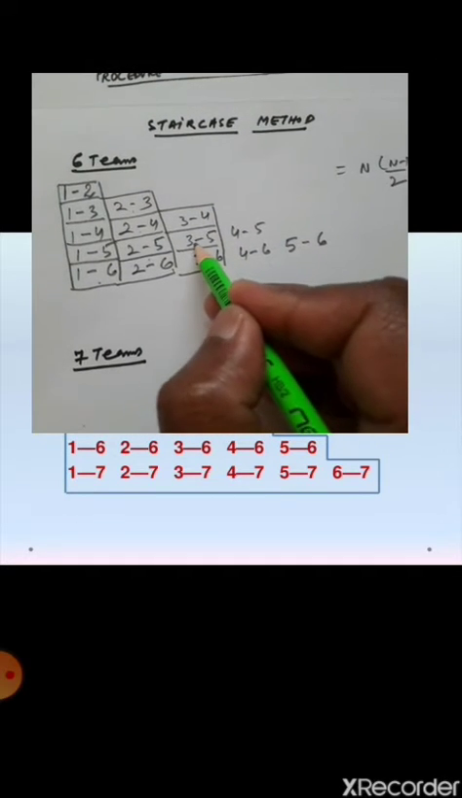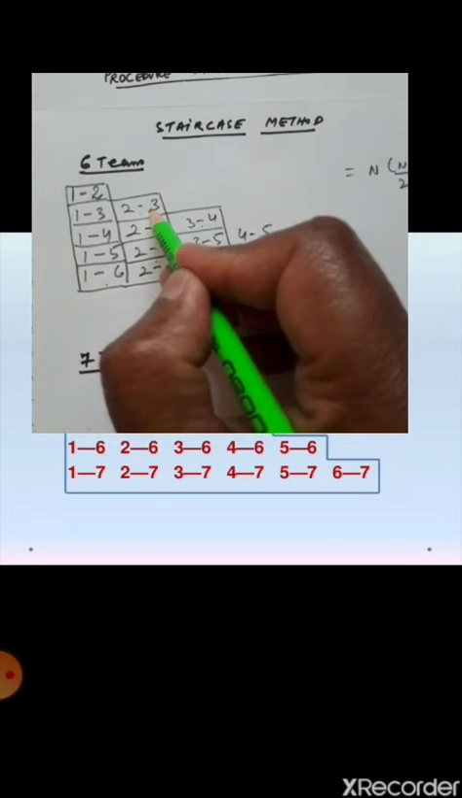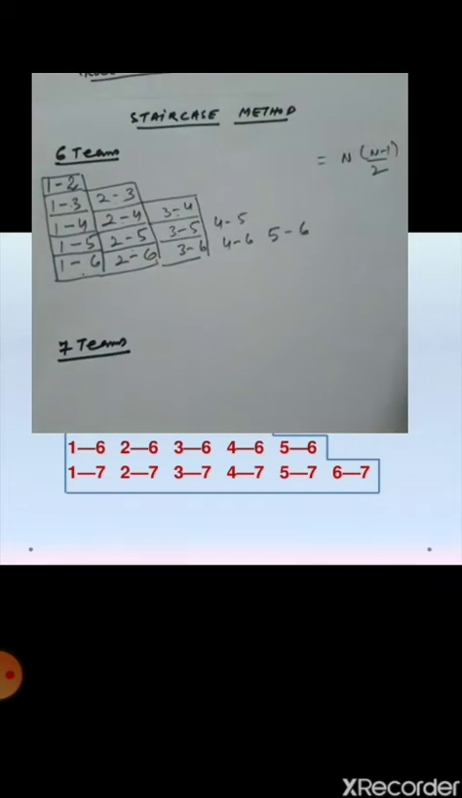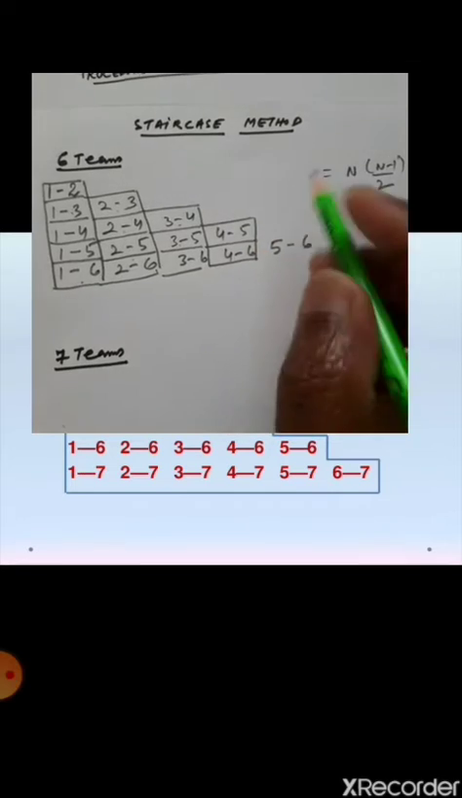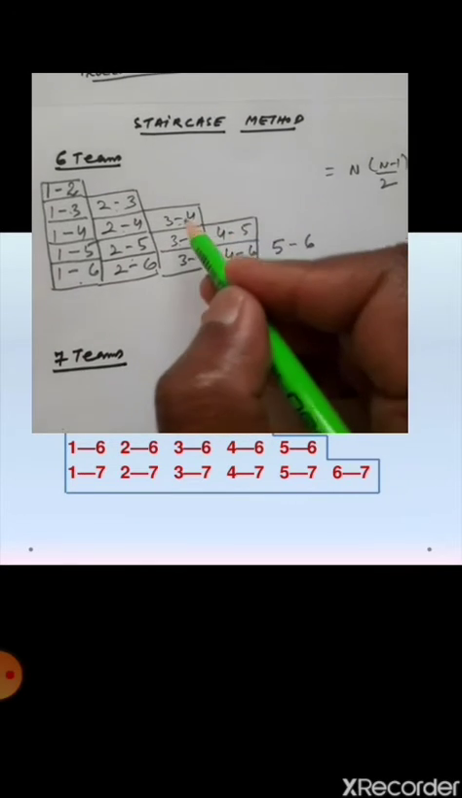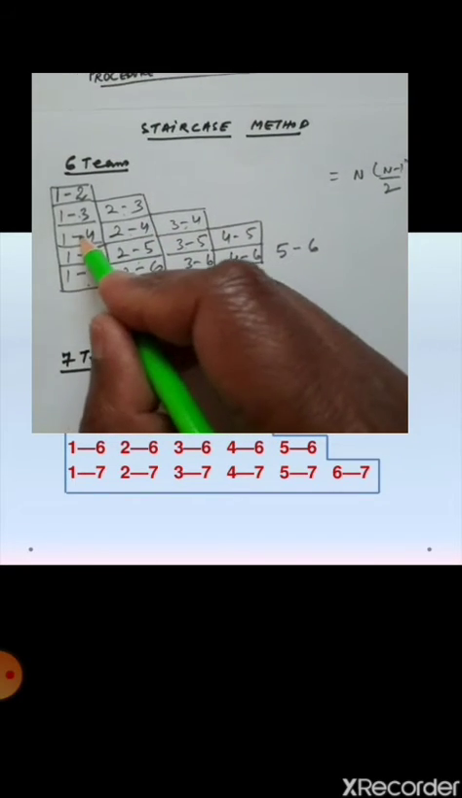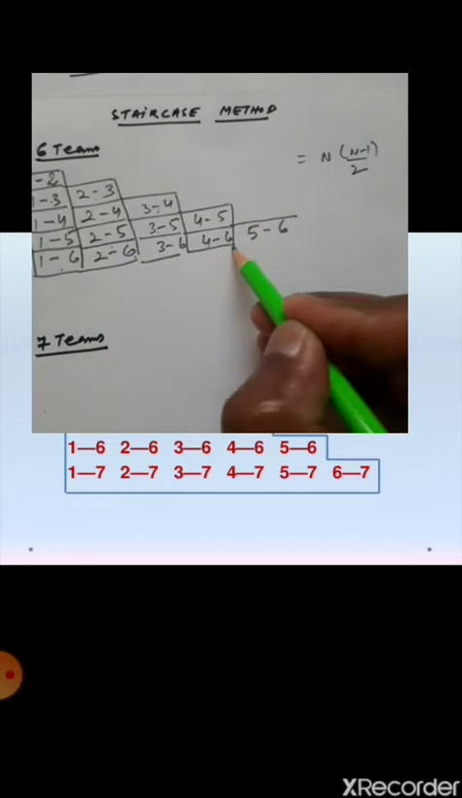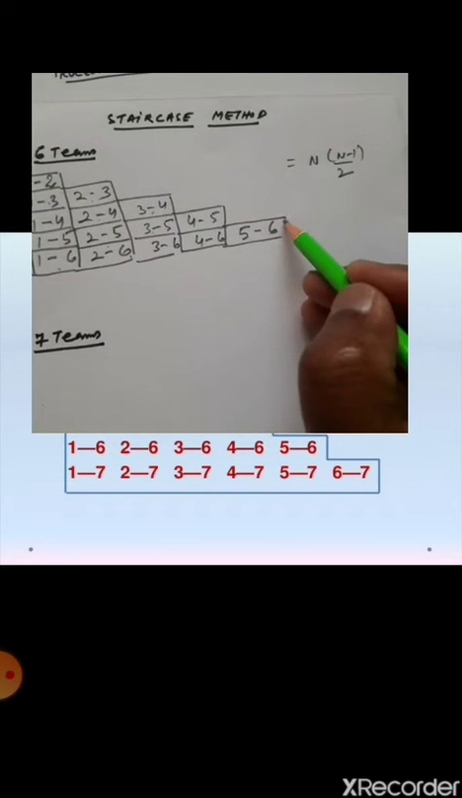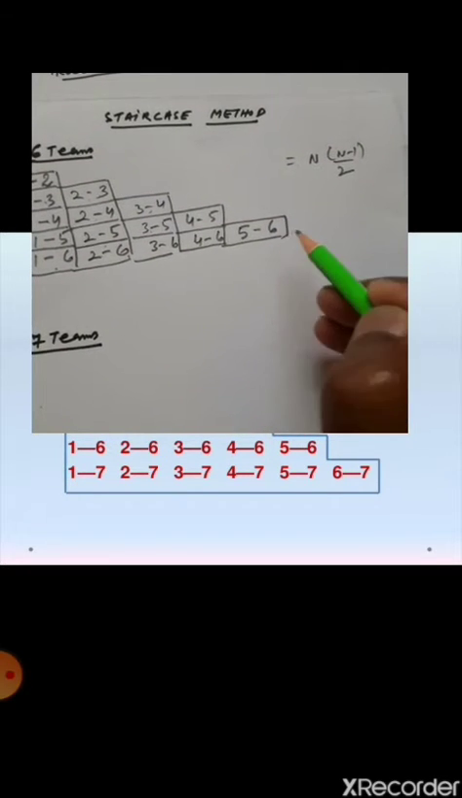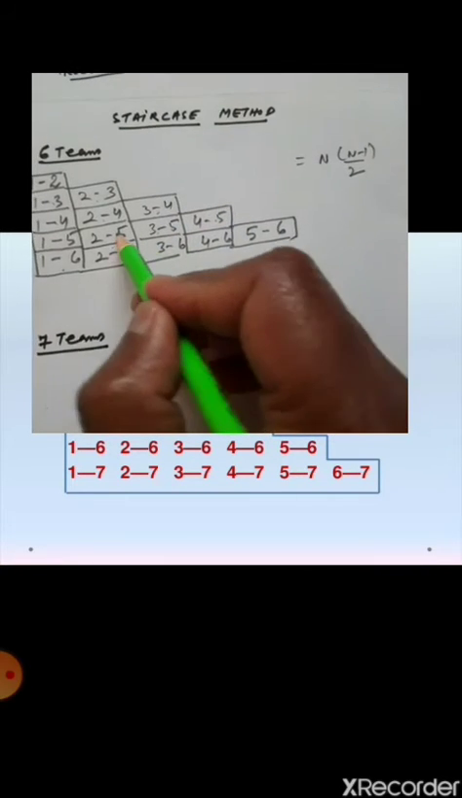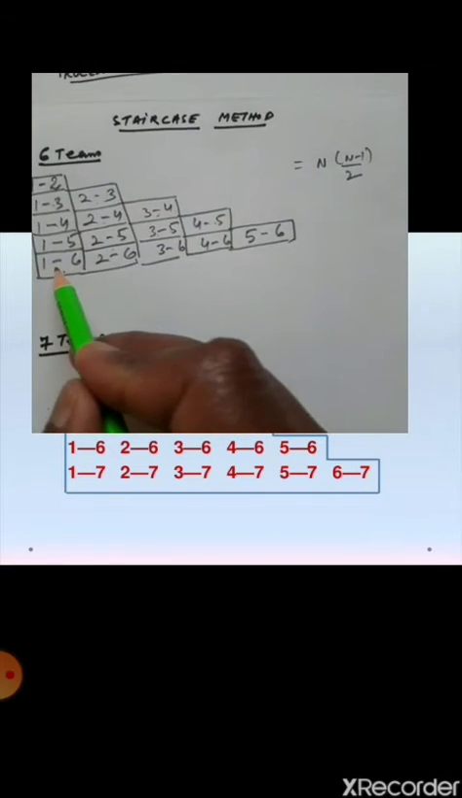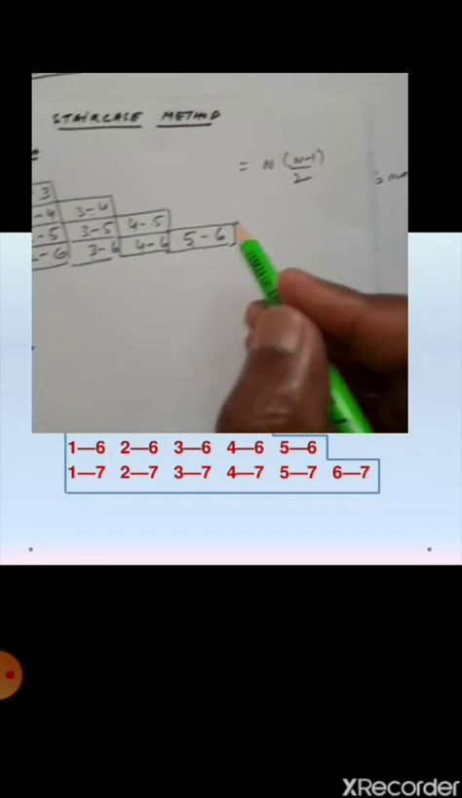1, 2, 3, 4, and 5 matches here. Now let's see team number 4. 1, 2, 3, 4, 5 matches here. Now let's see team number 5 here. 1, 2, 3, 4, 5. Team number 6 here. 1 by 6, 2 by 6, 3 by 6, 4 by 6, and 5 by 6.